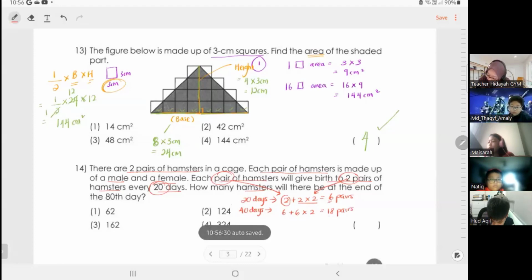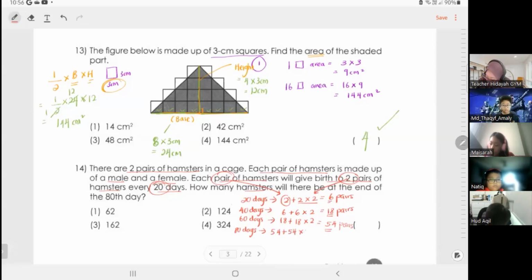Okay. Now it becomes 18 pairs, right? So in the 60th day, it is 18 plus 18 times 2 more, equals 54 pairs. All right. Now the 80th day will be 54 pairs, right? 54 plus 54 times 2 more pairs equals 324 pairs of hamsters. Okay, so it will be number 4. This answer. Understand?